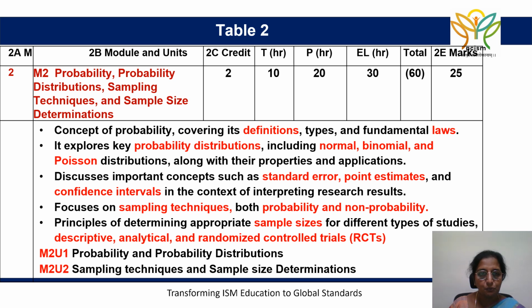So at the end of this module, the student must be able to understand definition of probability, fundamental laws, and must be able to understand probability distributions, including normal, binomial, and Poisson distribution, along with their properties and applications. Must be able to understand the concepts such as standard error, point estimates, and confidence interval. Must be able to understand sampling techniques, both probability and non-probability, and must be able to determine sample sizes for different types of studies, such as descriptive, analytical, and randomized controlled trials.